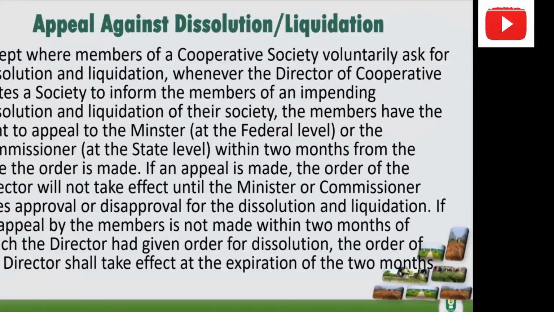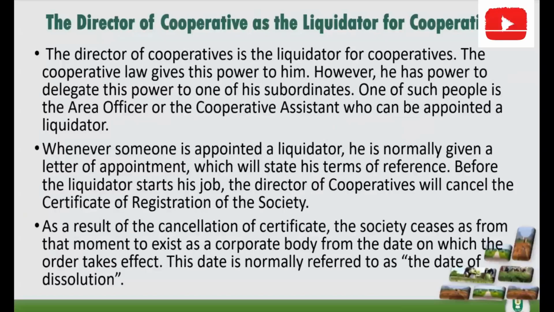Now, the director of cooperatives as the liquidator for cooperatives. Let's discuss this a bit. The director of cooperatives is the liquidator of cooperatives. The cooperative law gives this power to him. However, he has power to delegate this power to one of his subordinates. One of such people is the area officer or the cooperative assistant who can appoint a liquidator. Whenever someone is appointed a liquidator, he's normally given a letter of appointment, which will state his terms of reference.